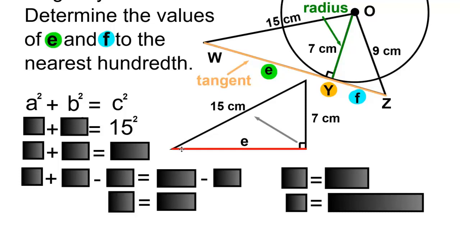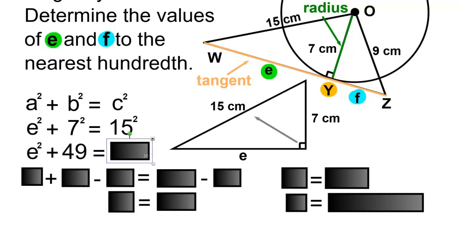We'll call the bottom line A, and the 7 centimeters can represent our B. So a squared plus 7 squared equals 15 squared. We don't need to use two variables, so instead of using A, we'll use E. So instead of a squared, we'll use E squared. So E squared plus 7 squared equals 15 squared. 7 squared is 49, and 15 squared is 225.